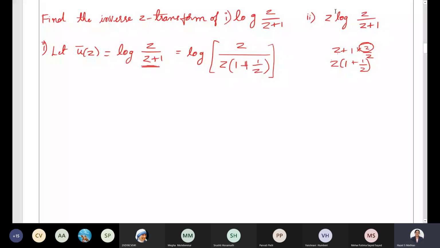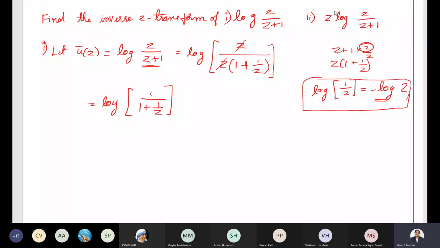Yes, ma'am. Okay. Now, here the z gets cancelled. So what we have over here is log 1 divided by 1 plus 1 by z. This is what remains. One more thing, what is log 1 by z? It is minus log z. Am I correct? Log 1 by z is minus log z. See, these are the properties of logarithms which you need to know. So log 1 divided by 1 plus 1 by z can be written as minus log 1 plus 1 by z. Is it okay, everyone?